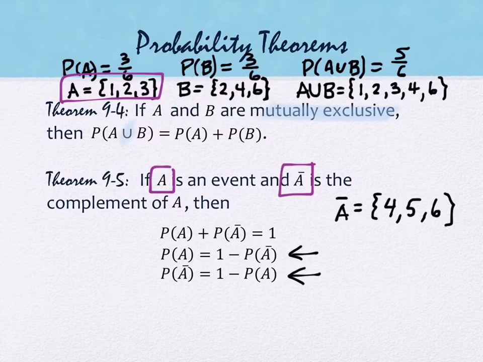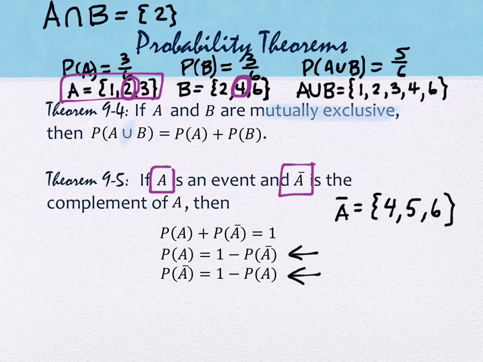We knew that those individual probabilities were 3 over 6 and 3 over 6, right? Where do these two intersect? 2. So if I were to look at the intersection, so this A with the upside down U is an intersection. It means what they have in common. The value that they have in common is just the value 2.